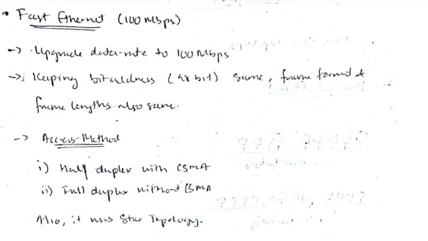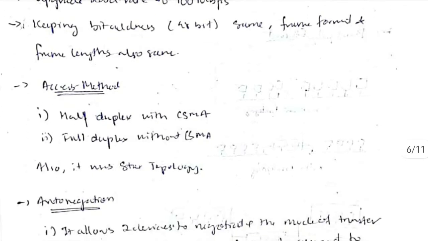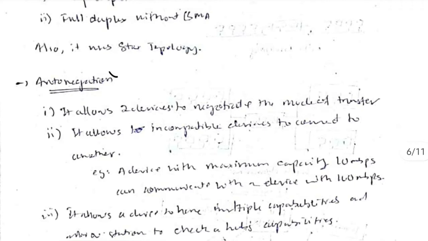This is the fast Ethernet. Here we can transfer up to 100 MB per second, and everything is the same as the standard one: the address is 48 bit, same frame format, and length is also the same, okay. But the difference comes here: it can use full duplex also, half duplex also, and the star topology is used, and the new feature is auto negotiation.